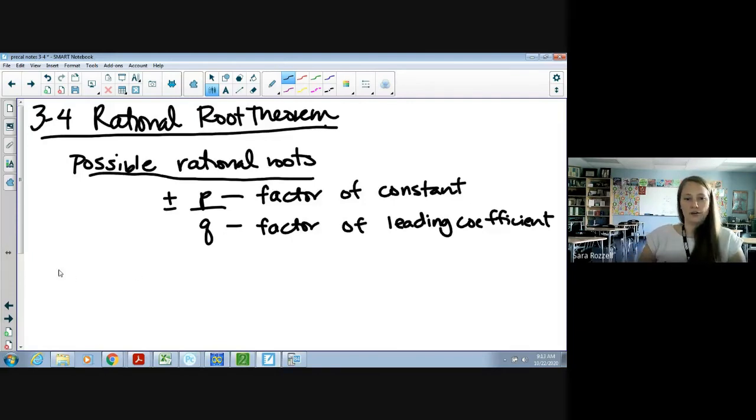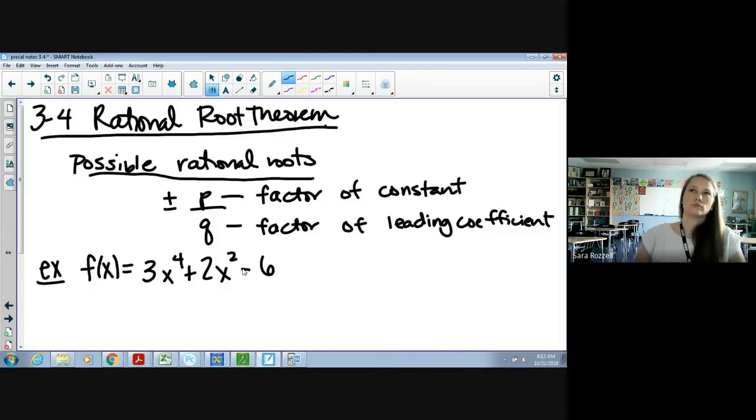So we'll look at one and see how it goes. So let's say that I have the following polynomial. F of x equals 3x to the 4th plus 2x squared minus 6. Your possibilities for your rational roots are going to be combinations of the factors of the constant over the factors of the leading coefficient. So which of these numbers is the constant? The constant is the 6, right? So this is how we're going to get our p-values. We're going to do factors of that.